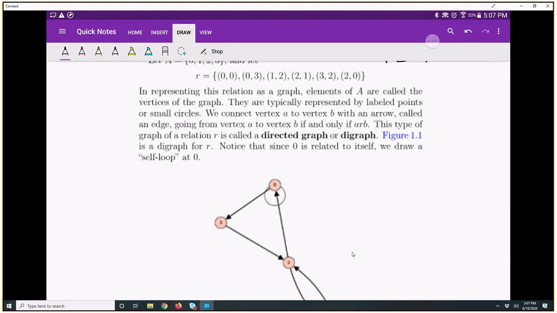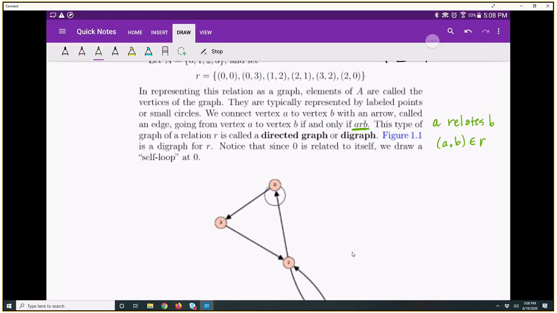Typically, the vertices of a graph, which are the elements of the set A, will be represented by labeled points or small circles, as we have here. We'll connect vertex A to vertex B with an arrow called an edge, going from vertex A to vertex B, if and only if A relates B. So you see it says A r B. Because our relation is called lowercase r, we write it this way, and we mean that A relates B. And what does it mean that A relates B? It means that (A, B) belongs to the relation R.